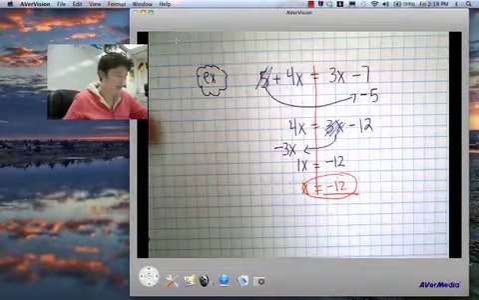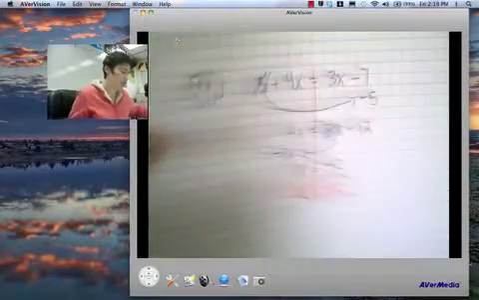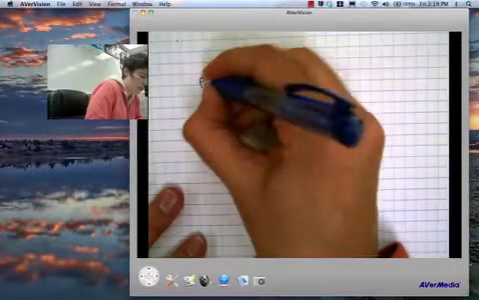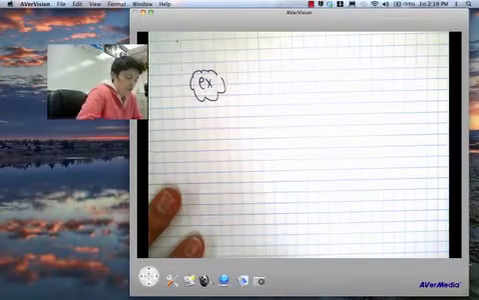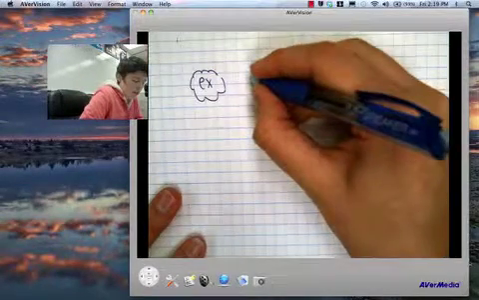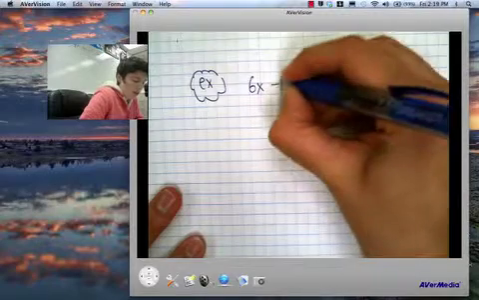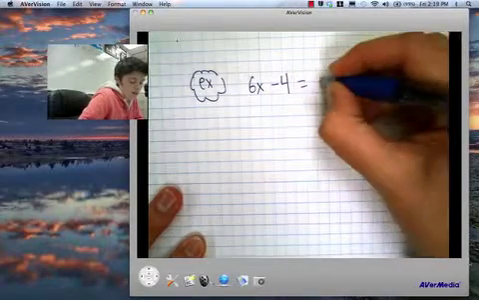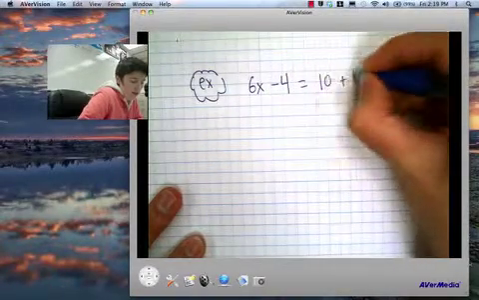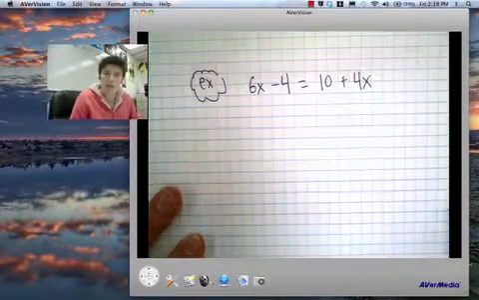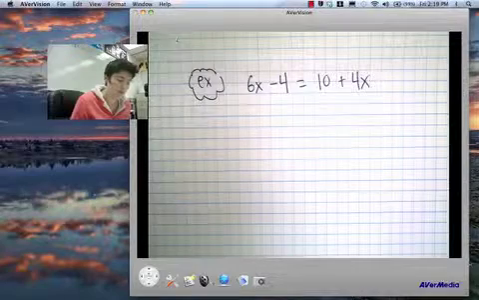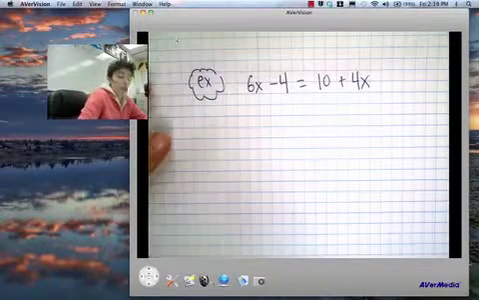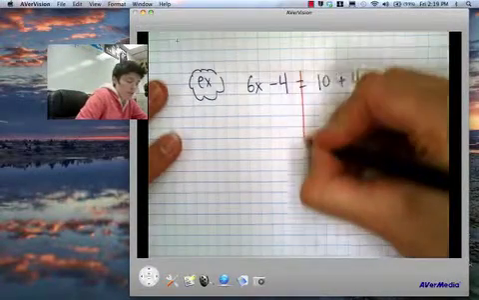Okay, so try one on your own. Pause the video and do this one and see if you're getting the hang of this. See if you can do these. So try this. You have 6x minus 4 equals 10 plus 4x. Pause the video and see if you can get a right answer. All right, so you put a line down the middle. We'll see if you got it right.